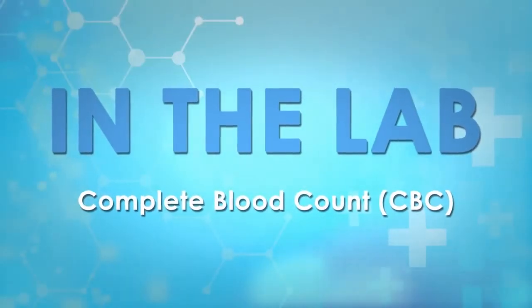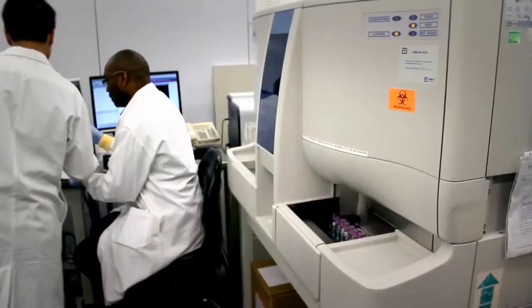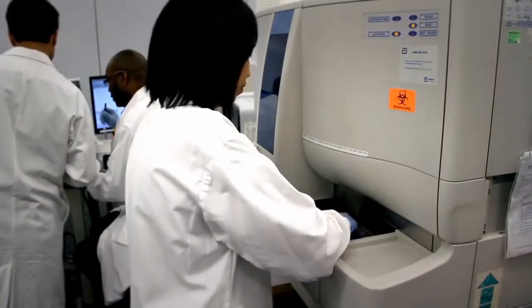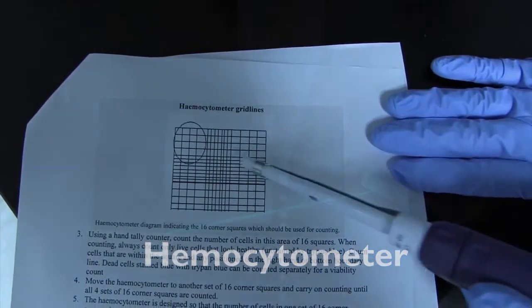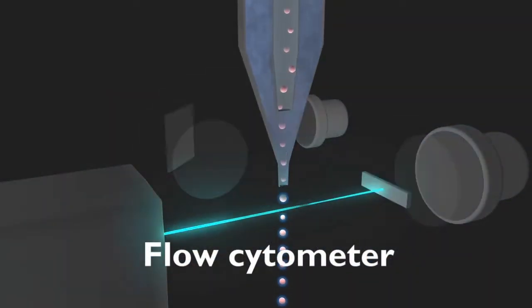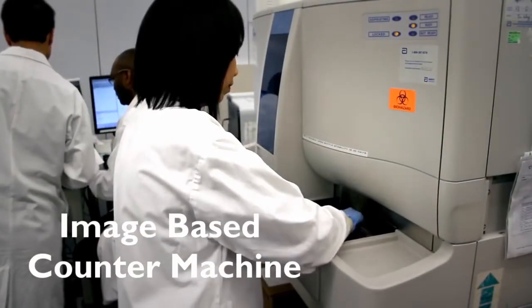is used to diagnose these diseases. In CBC, there are three major categories, which are hemocytometer, flow cytometer, and image-based counter machine.